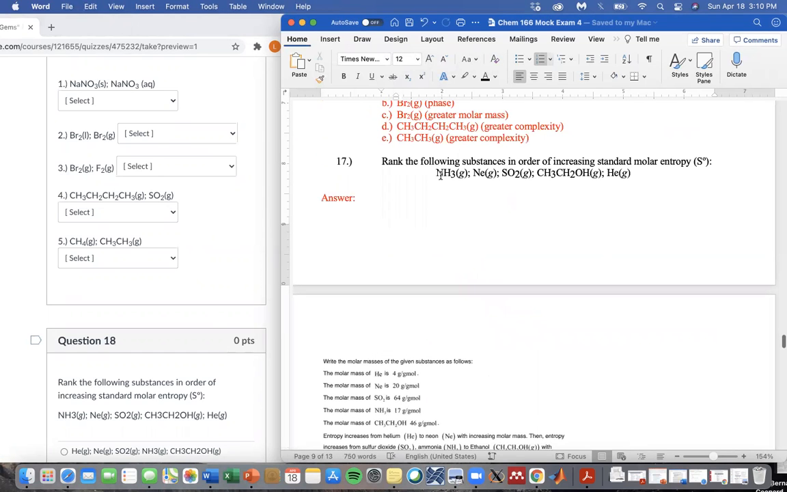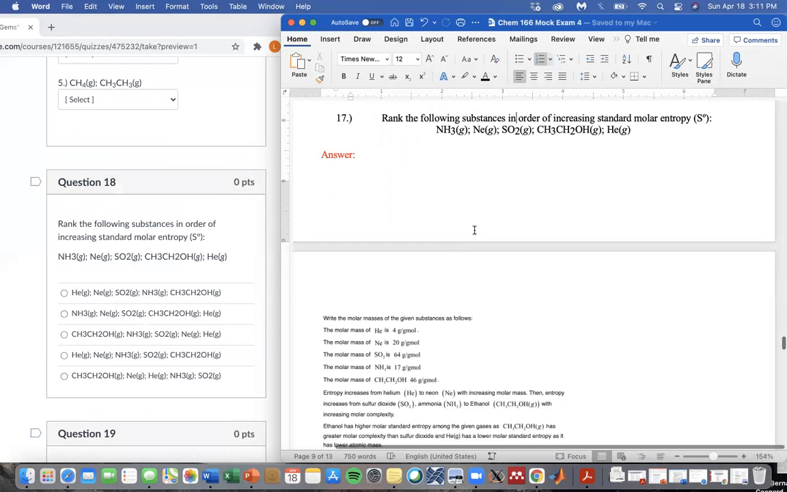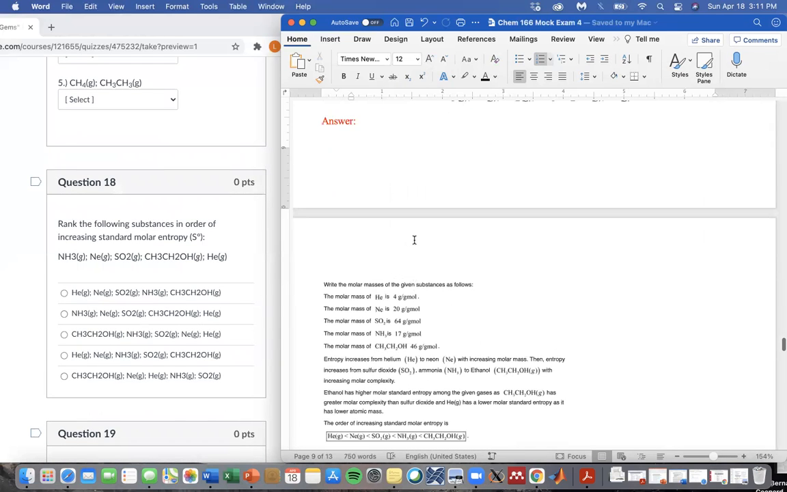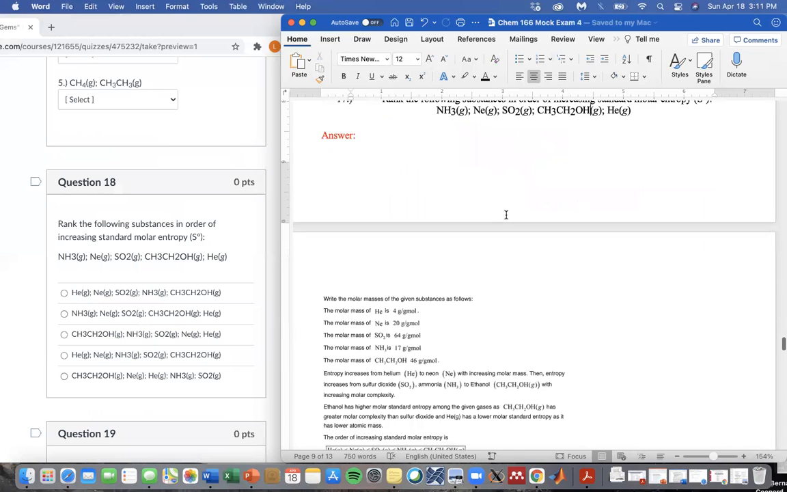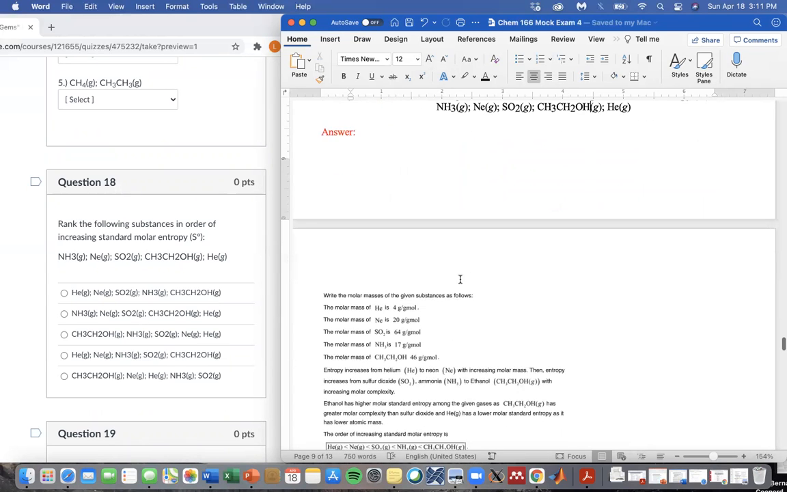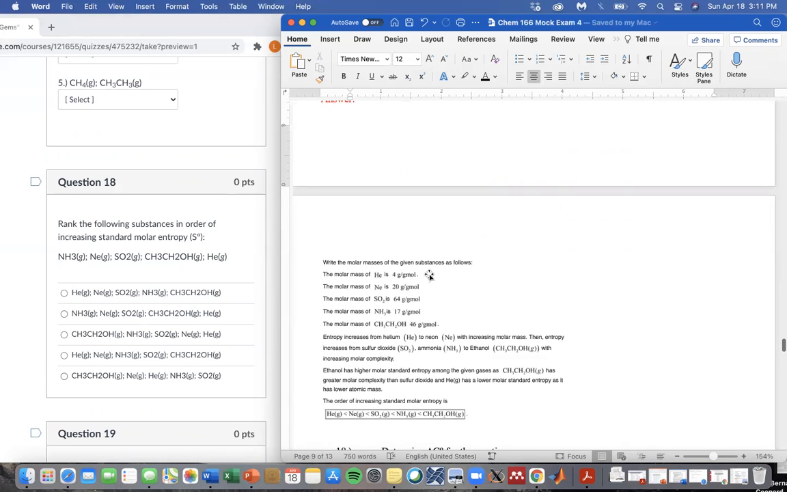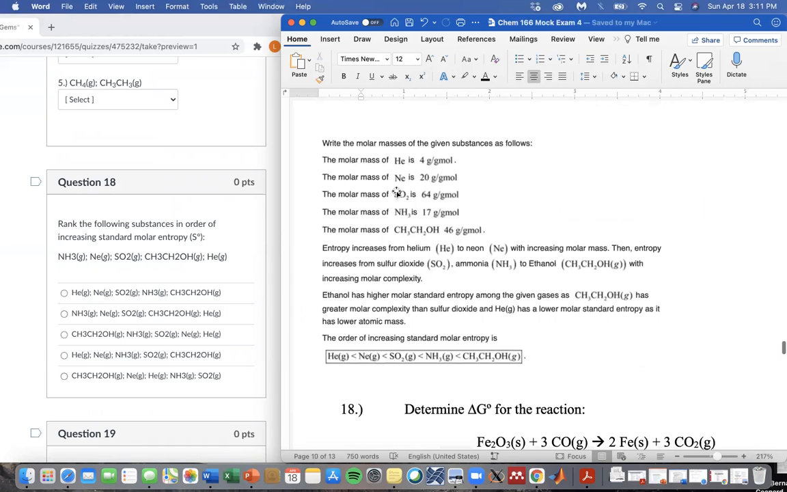For this one, you're trying to rank the following substances in order of increasing standard molar entropy. The way they did it works because the complex molecule is also the heaviest, but if you had something a little bit heavier, it might not. So let me show you. The molar masses for all of these help you get started organizing them.